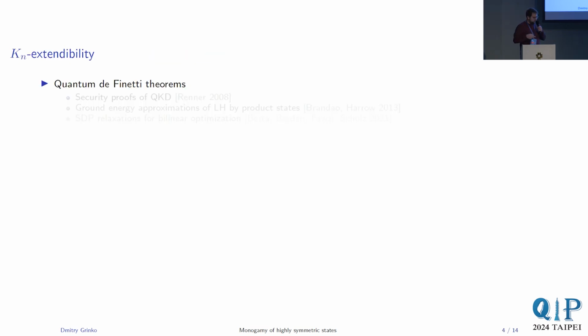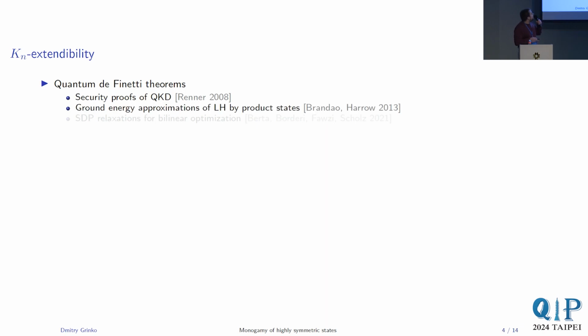Just to motivate a bit why studying K-N extendability is interesting, it is related to so-called quantum de Finetti theorems. These quantum de Finetti theorems appear in various contexts in quantum information. I just wanted to give you a couple of examples. They appear in security proofs of quantum key distribution. They also appear in the study of ground energy approximations of local Hamiltonians by product states. And recent work also explores application of those quantum de Finetti type theorems to a problem of relaxing bilinear optimization problems into semi-definite programming form.